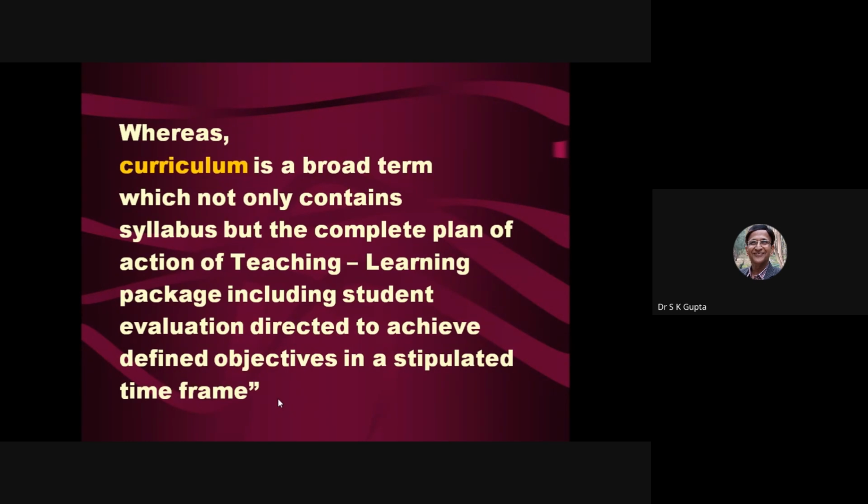So I think now it is clear that curriculum is a broad term, and syllabus is part of curriculum. Yes sir, it's clear, thank you sir. Curriculum is a very broad term, syllabus only contains your detailed contents. ठीक है sir, right sir? Yes sir.